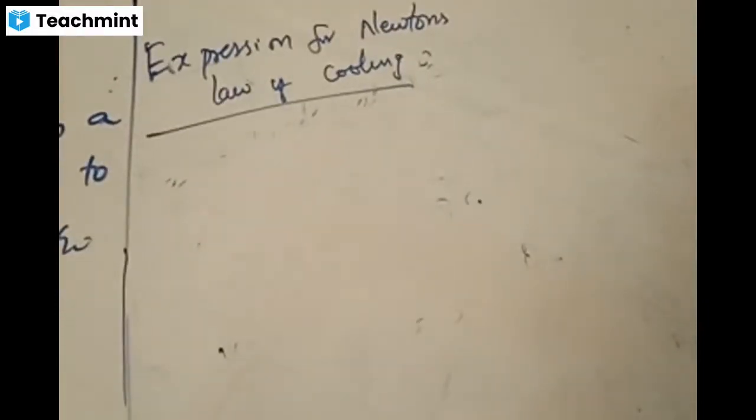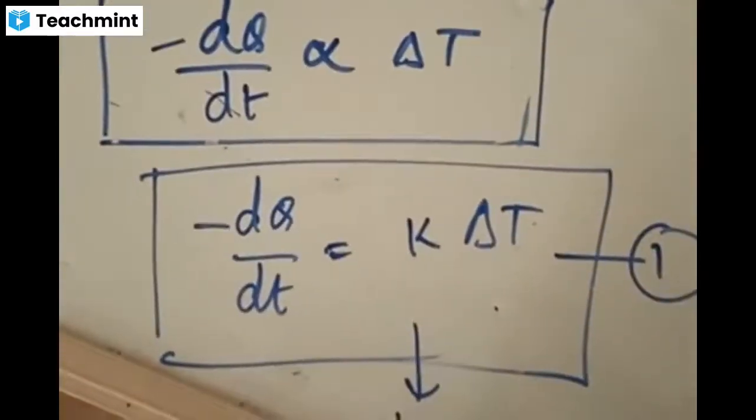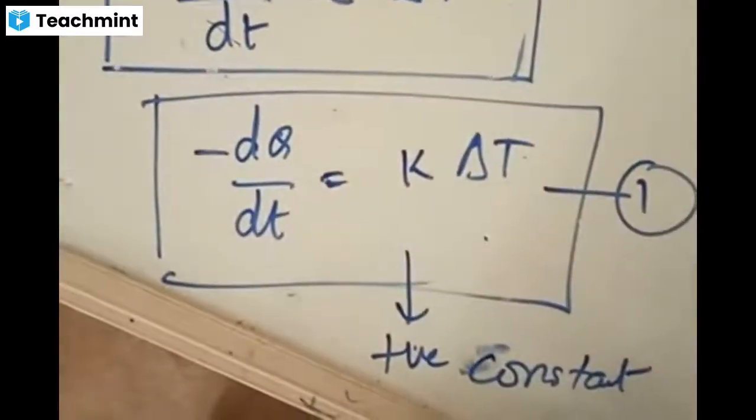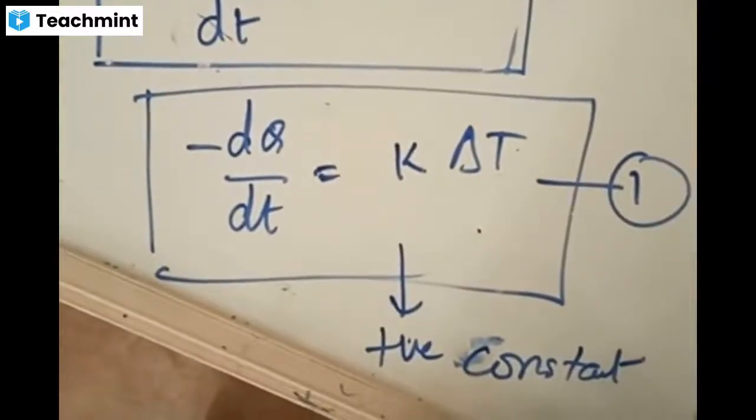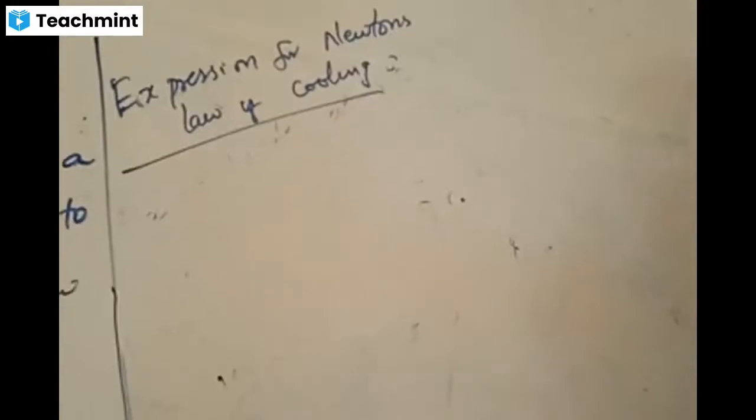Now, first equation you should remember. What is that first equation? This is the first equation, that is minus dq by dt is equals to K times of delta t, where K is some positive constant. There is no number value for that, and it changes from problem to problem. We verify how it is. Now after that, we now check this part.